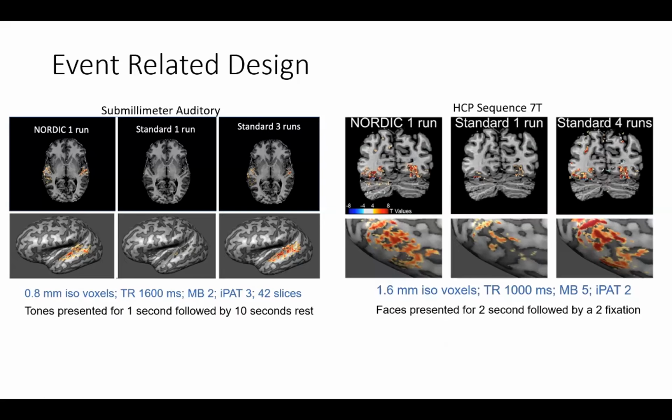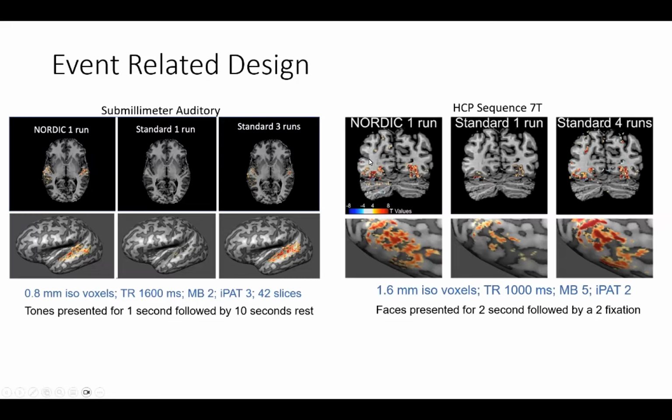And now here is a different region, different acquisition protocol, and different experimental paradigm. We're using faces, fast event-related design, 2 seconds on, 2 seconds off, followed by a variable jittered ISI. The sequence is the HCP sequence, 1.6 millimeter isotropic, 1 second TR. But in spite of being sub-millimeter and relatively coarse resolution, we still have a relatively high acceleration factor. So there's a combined acceleration factor of 10, leading to some thermal noise. So Nordic has a very beneficial impact on this type of data as well.